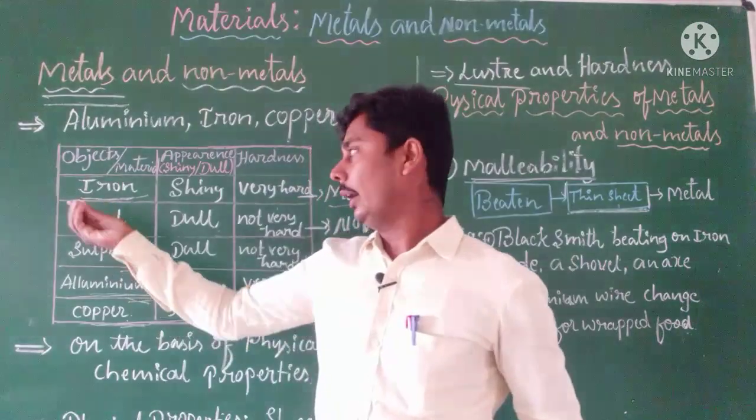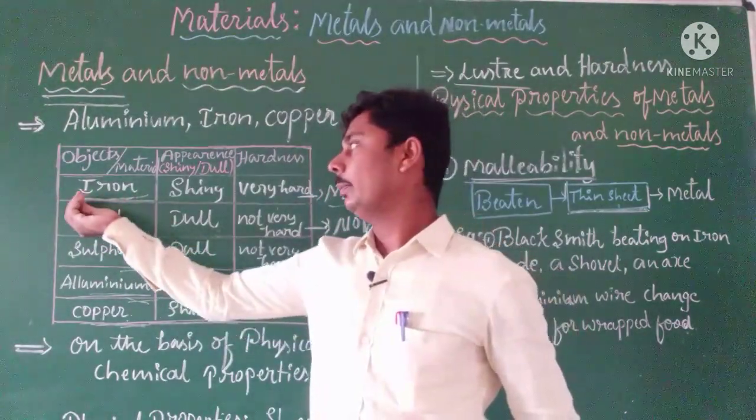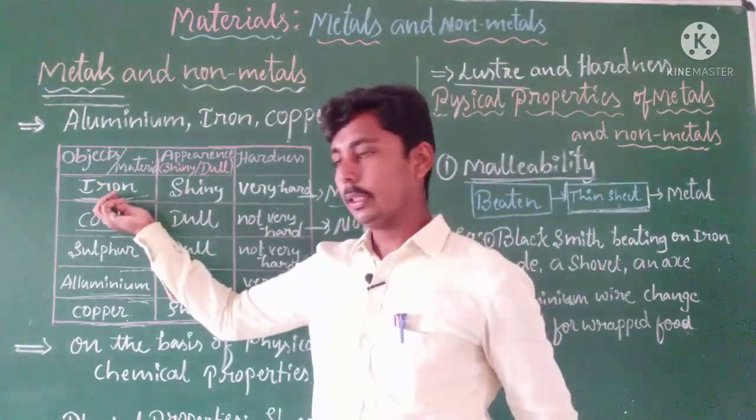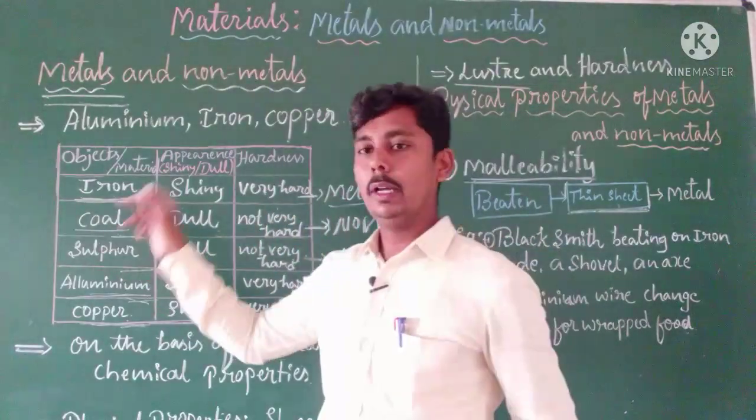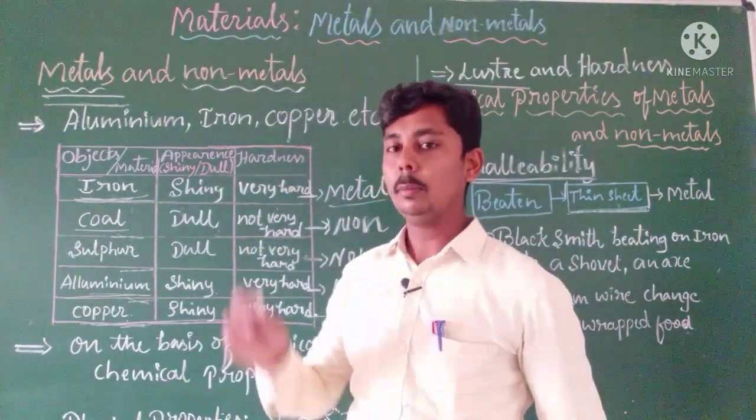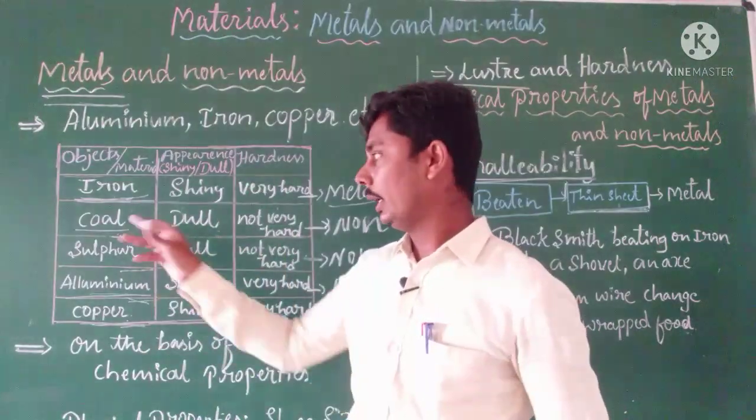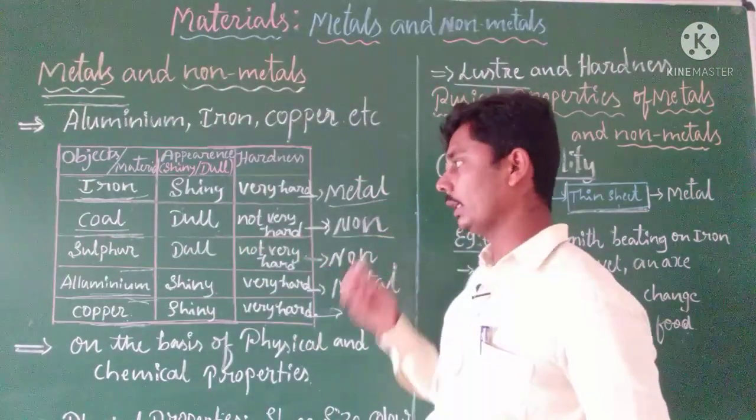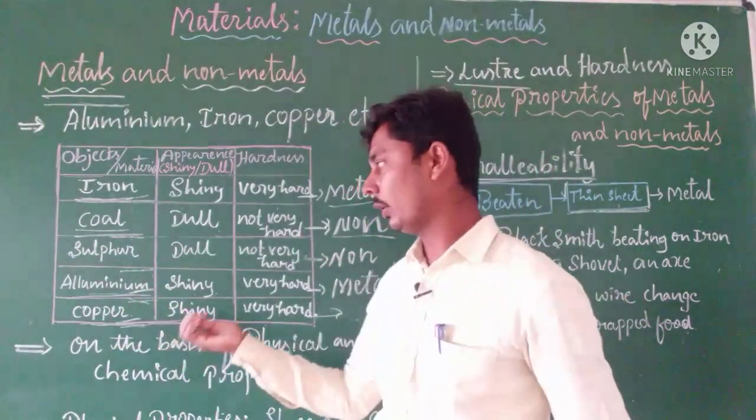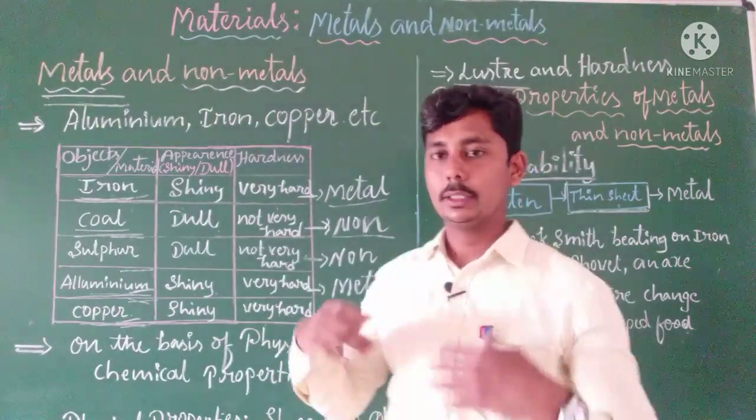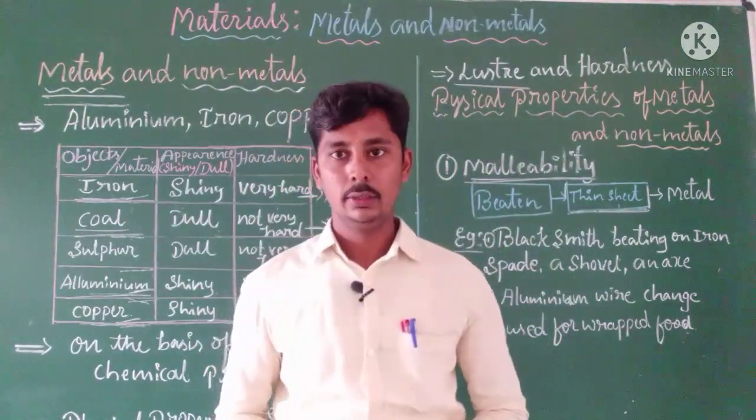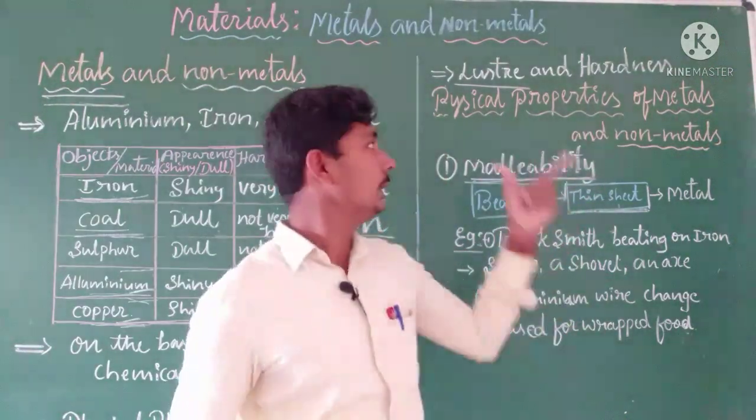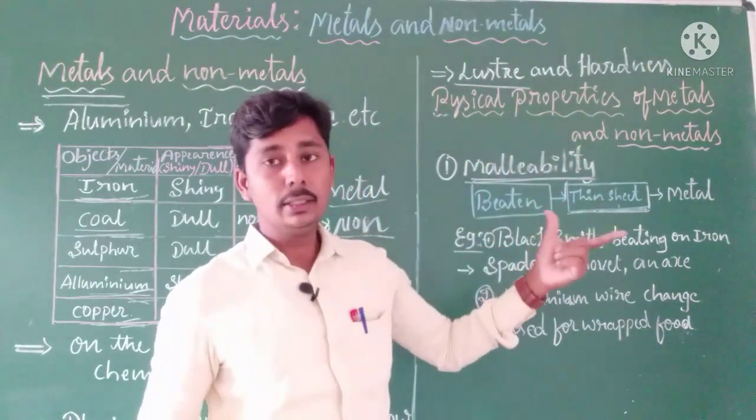When we beat iron, it turns into a thin sheet; this is called a metal. When we beat coal, it does not turn into a thin sheet, because it is a non-metal. Aluminum and copper are metals because they can be made into thin sheets. Malleability is one of the physical properties of metals and non-metals.